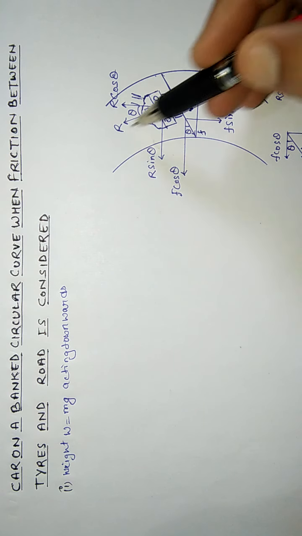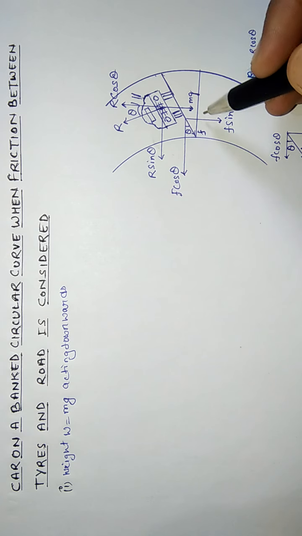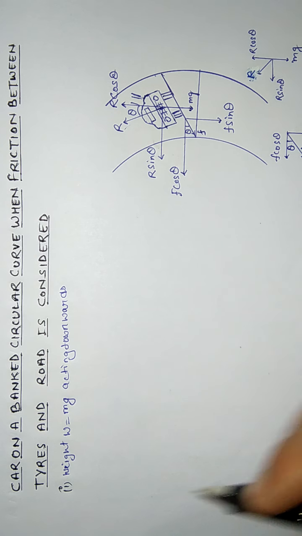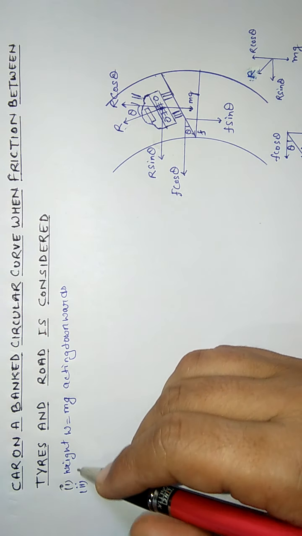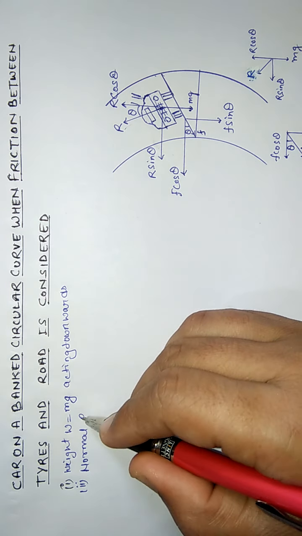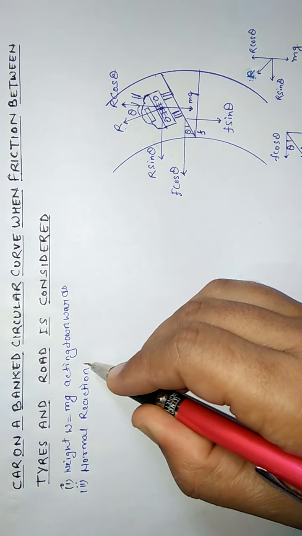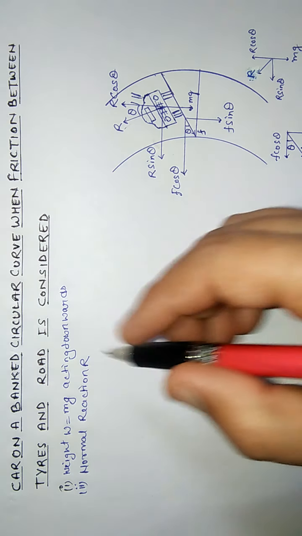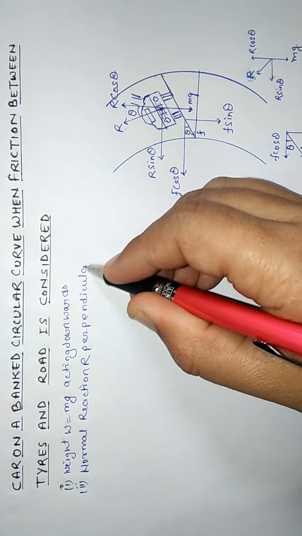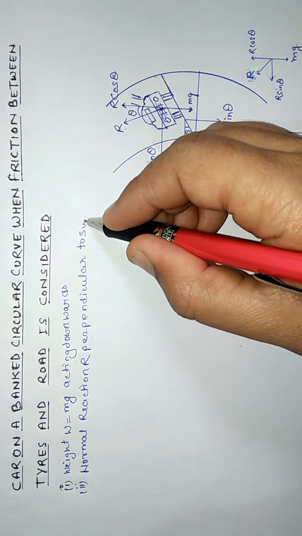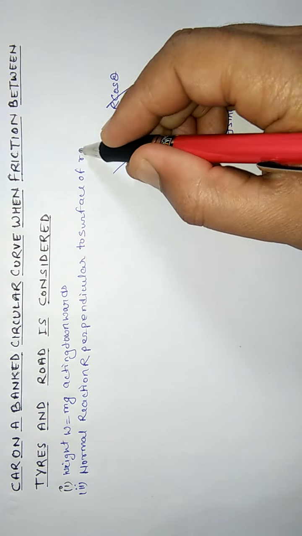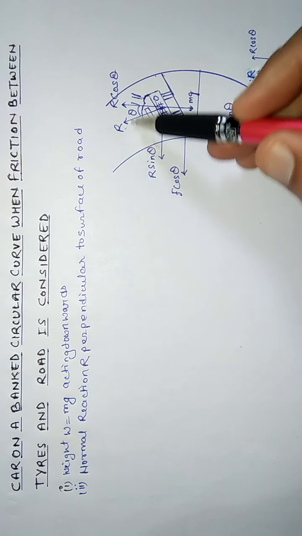Second, the normal reaction. First is the weight, which is acting vertically downwards. The second force acting on this car is the normal reaction R, perpendicular to the surface of the road. Here you can see in this diagram, this is normal reaction R.